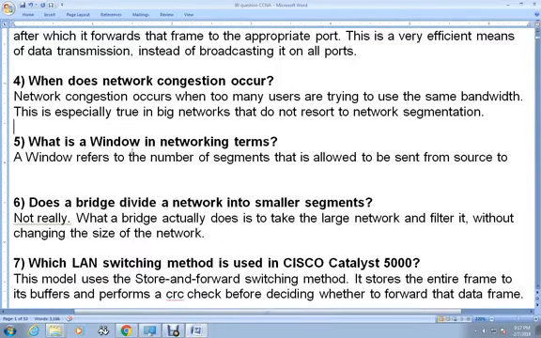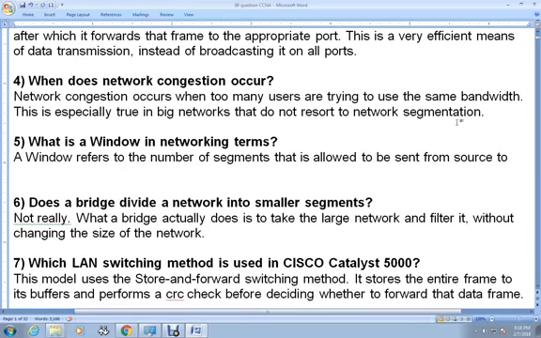Next question: what is a window in networking terms? It is window, not windows. A window refers to the number of segments that is allowed to be sent from source to destination. I have spoken about this in detail in my previous videos. So guys, the concept is very simple.